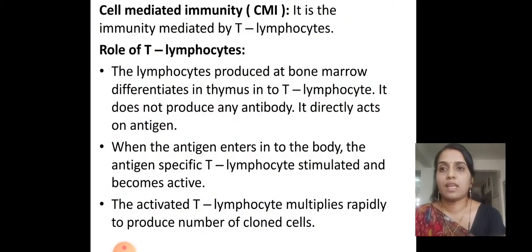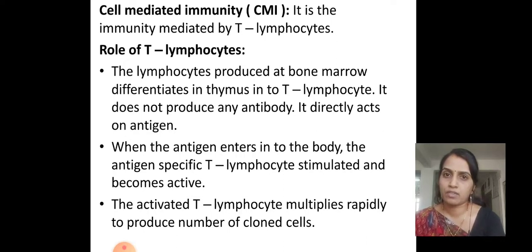Now we will learn cell mediated immunity. It is also called CMI. It is the immunity mediated by T lymphocyte cells. The role of T lymphocytes: the lymphocytes produced at the bone marrow differentiate in the thymus into T lymphocytes. It does not produce any antibody. Actually, T lymphocyte does not create any antibody, but this T lymphocyte cell helps B lymphocyte cells to produce antibody in a certain way. It also directly acts on antigen.